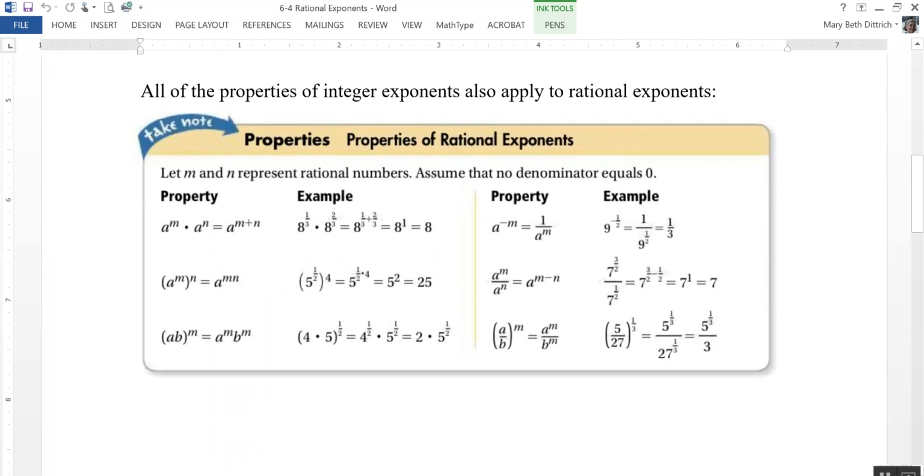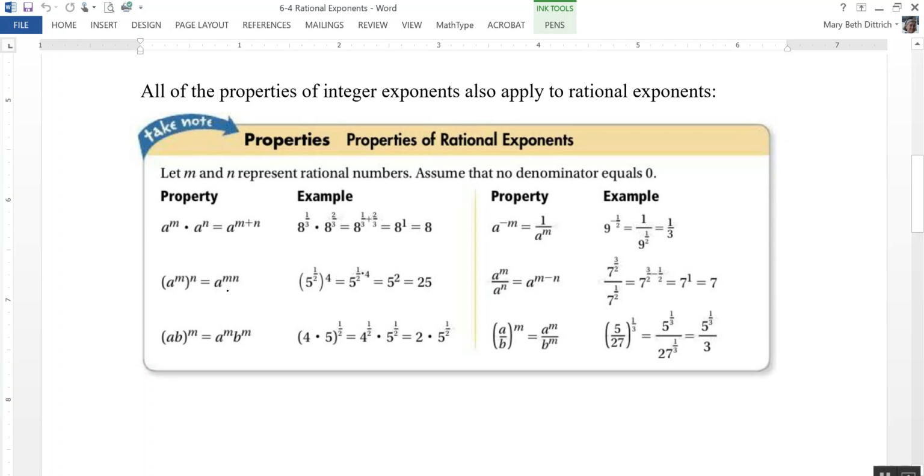Here's a box from your textbook that talks about the properties of rational exponents. Actually, the properties of rational exponents are exactly the same as the properties of integer exponents. Let's take a quick minute and review those. So a to the m times a to the n. In other words, you're multiplying two powers that have the same base, add the exponents.